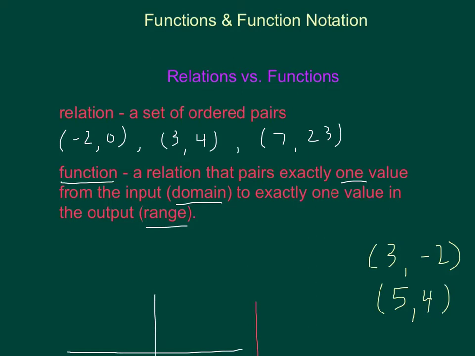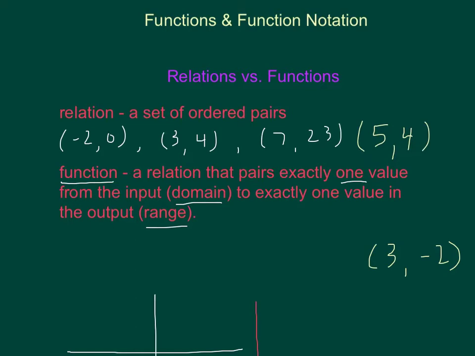So we take a look back at our relation. -2, that's one of our inputs, pairs with 0. 3 pairs with 4. 7 pairs with 23. So this fits our definition of a function. Now what I'd like to do is to just add another number to the set. Well, let's bring 5, 4 up here. Is this still a function?